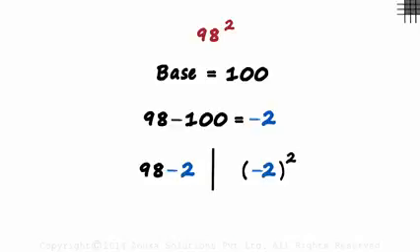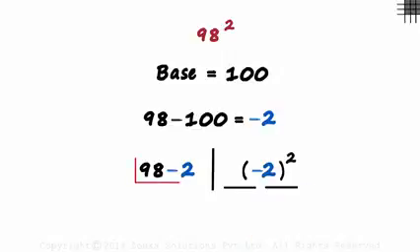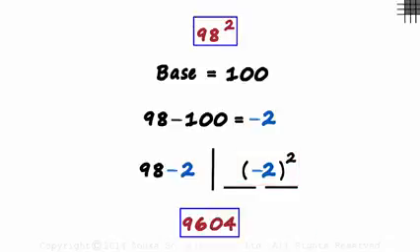Don't forget, the number of digits on the right will be equal to the number of zeros in the base. As there are 2 zeros in the base, there will be 2 digits on the right. So 98 minus 2 is 96 and minus 2 squared will be written as 04. 98 squared is equal to 9604.